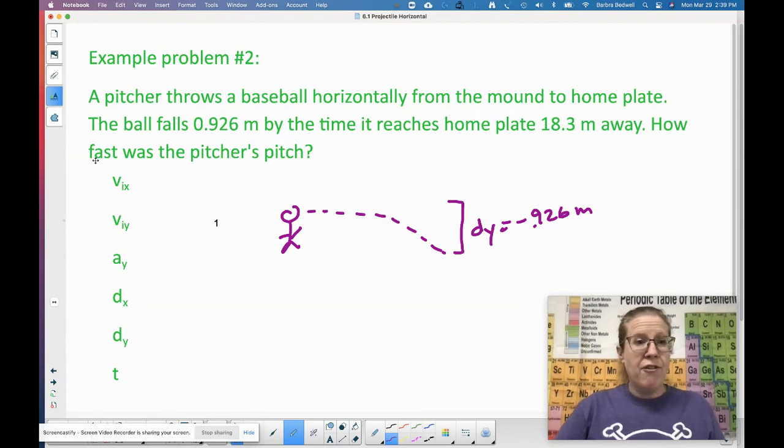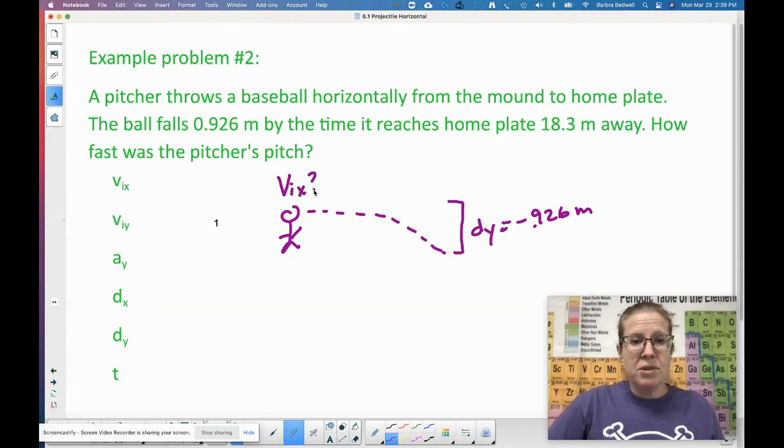We want to know how fast the pitcher's pitch was. We want to know Vix. That's what we're trying to find. We want to know how fast he's throwing it horizontally, because we know it's going to fall. What else do we know? Home plate, 18.3 meters away. So we know this right here, our range, dx equals 18.3 meters.